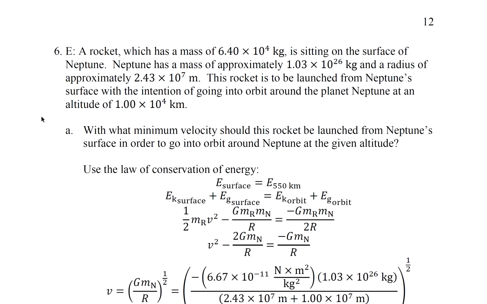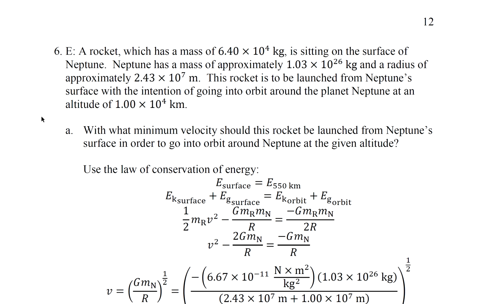Question 6. A rocket which has a mass of this is sitting on the surface of Neptune. Neptune has a mass of approximately this and a radius of approximately this. The rocket is to be launched from Neptune's surface with the intention of going into orbit around the planet Neptune at an altitude of this.